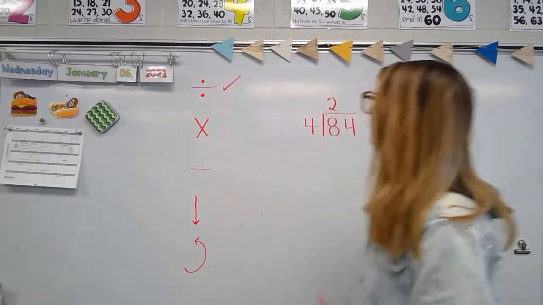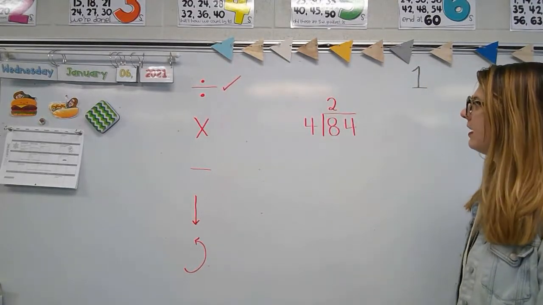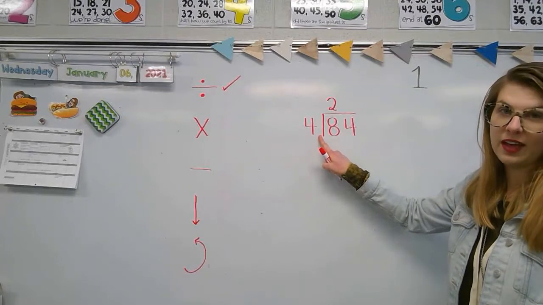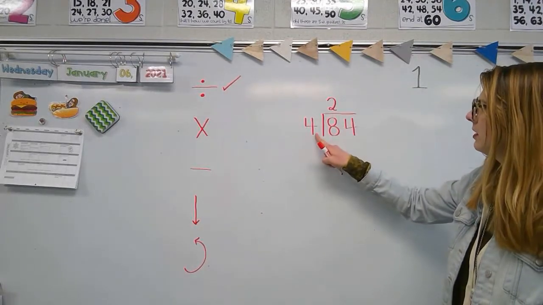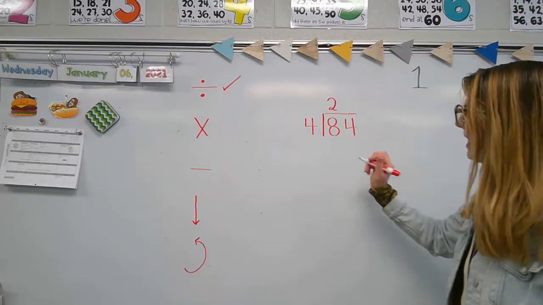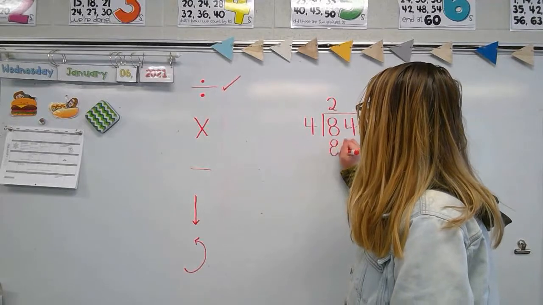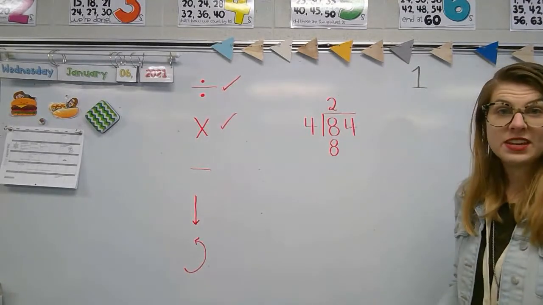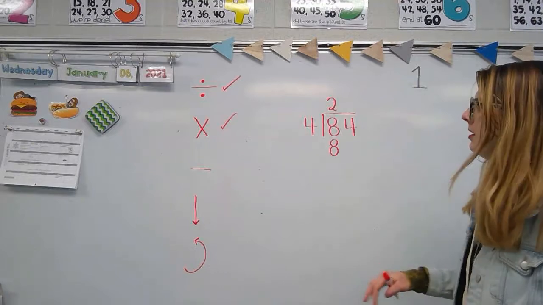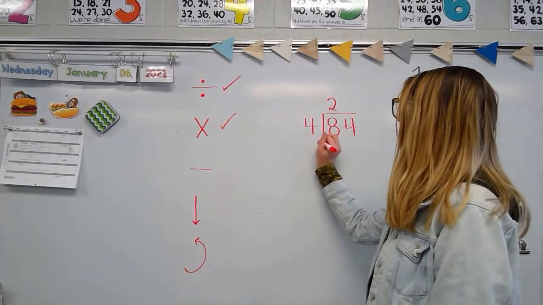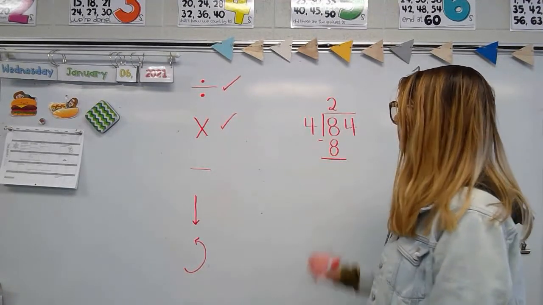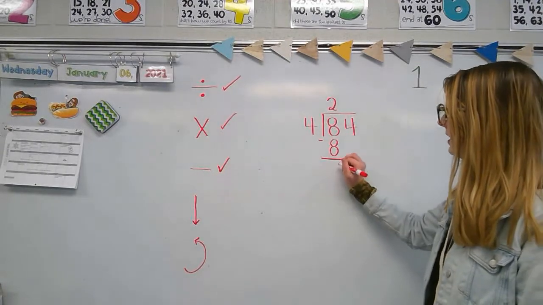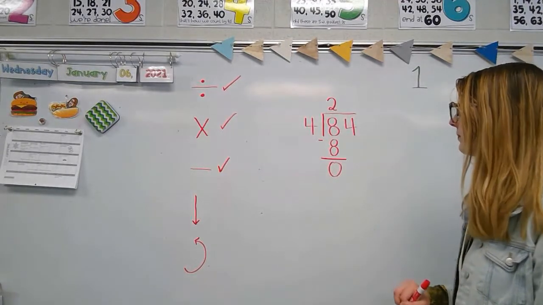Divide is done. Next, we multiply what's on the top by what's on the side. 2 times 4 is 8, and then we see if we have anything left over by subtracting. 8 minus 8 is 0.